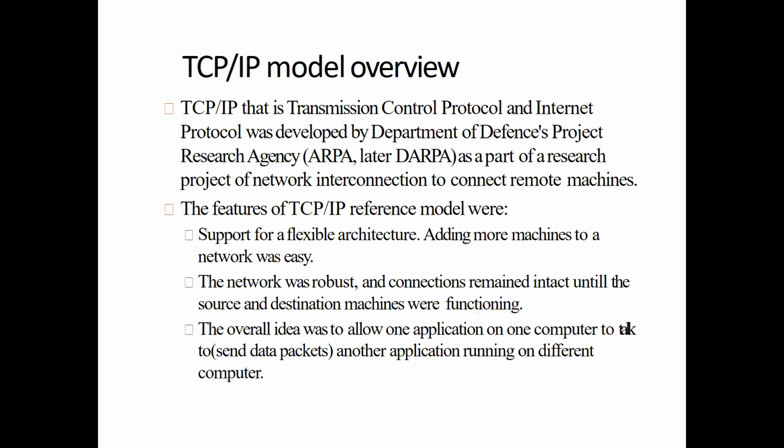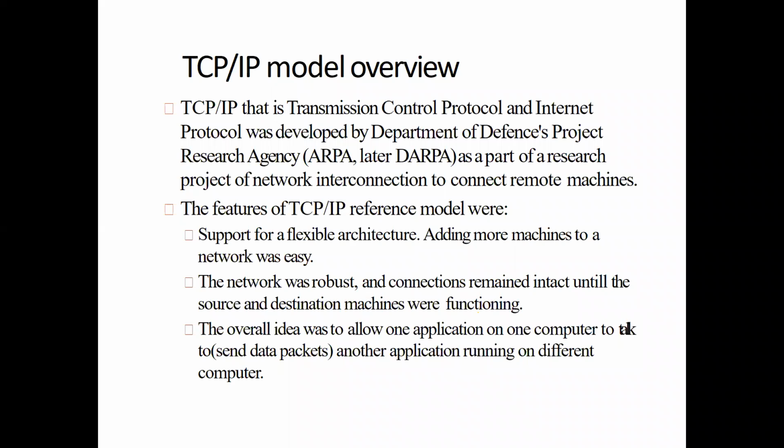So what are the features of the TCP/IP reference model? See, it supports a flexible architecture. Adding more machines to a network was very easy. TCP/IP has flexibility, scalability, and reliability. The network was robust and the connection remains intact as long as the source and destination machines are functioning. It is a very robust architecture, and the connection remains intact, it does not disconnect from inside.